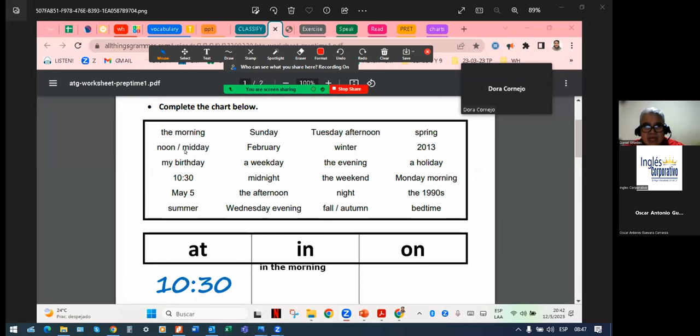Noon sería at. Noon es at. Ajá. At noon o at midday. Midday, ajá. My birthdays era específica. Ahí sí me quedó duda si es in o on. My birthdays. Ajá, con fechas especiales también. On. Aquí, aquí en on.